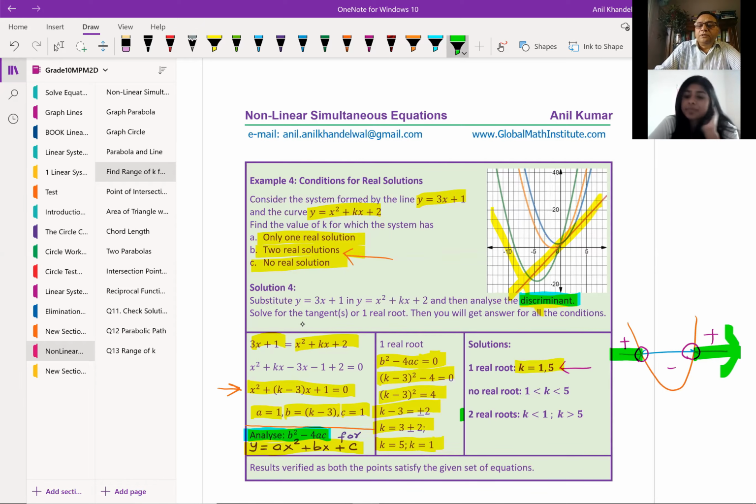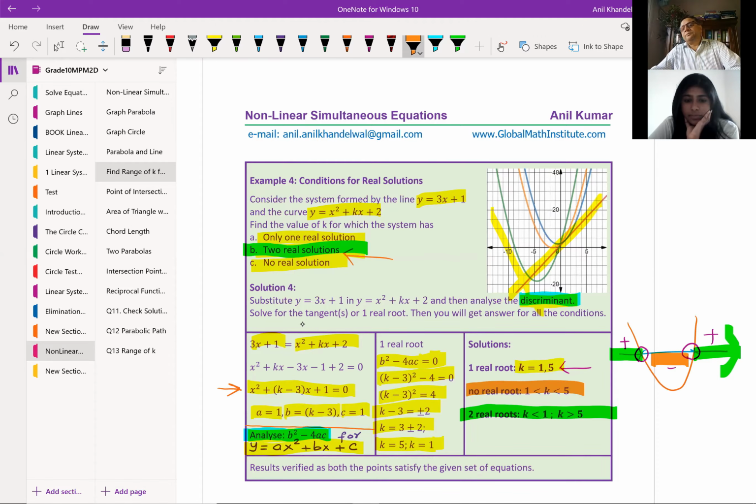Right? So for two real roots, we have to say k could be less than the left side limit and could be more than the right side zero or intercept, right? Those two will be the solution for two real values. Is that clear to you now? Yeah. And definitely negative in between, that means no real root. The roots are imaginary.